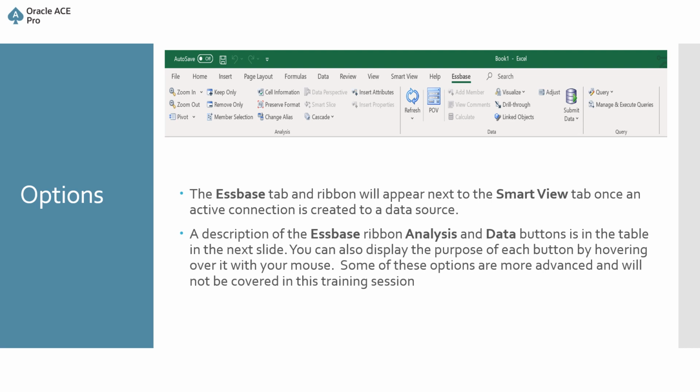Okay, thanks, Lee. And just to point out on this screenshot, you can see on the left-hand side there is that zoom in and zoom out, keep only and remove only. Those are the options we were talking about under that SmartView ribbon.